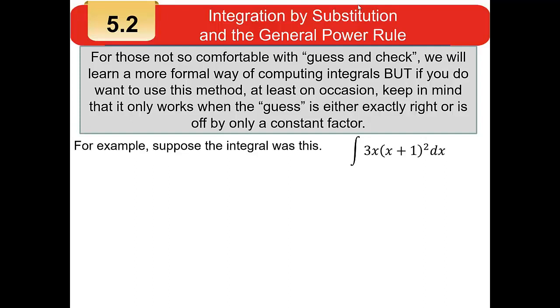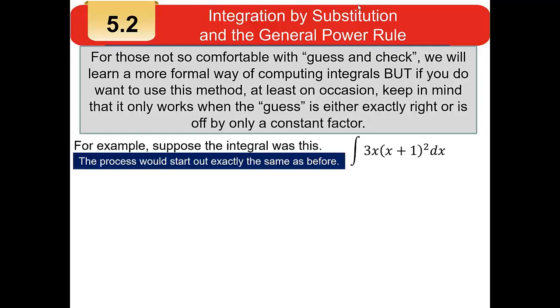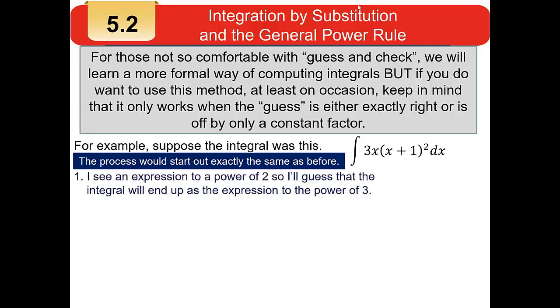What if I give you the integral 3x times the quantity x plus 1 squared and ask you to find the answer to that? The process, at least for what I'm trying to illustrate, will start off just the same as before. I see an expression with a power of 2, so my first guess is to bump the power up to a 3. So my guess will be x plus 1 quantity cubed. Am I right? Well, I'll check it by taking the derivative.